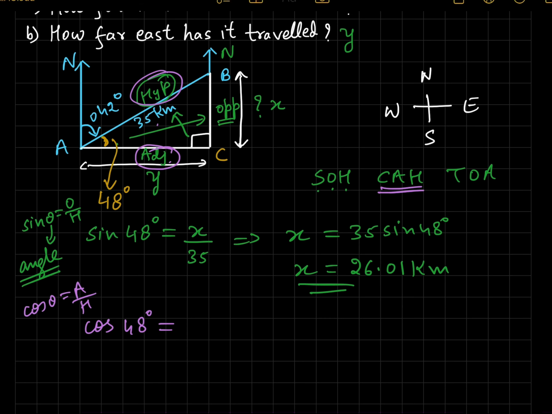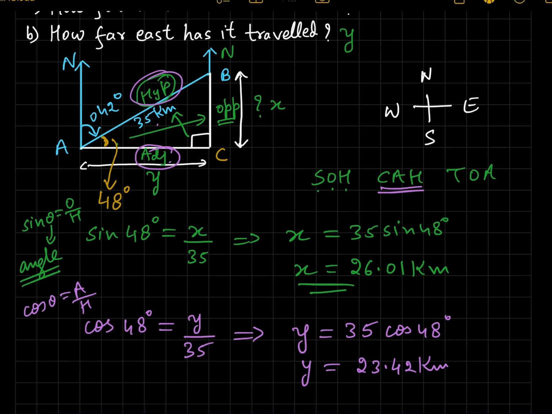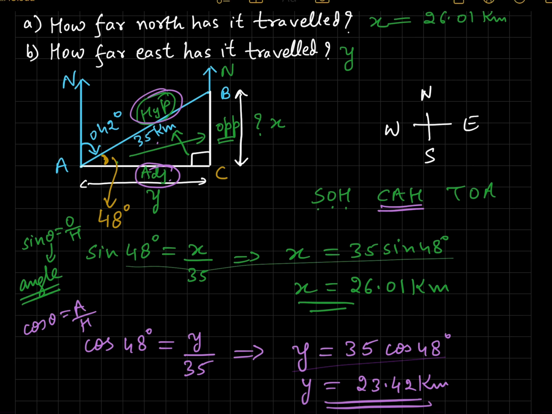So cos 48 is Y over hypotenuse, which is 35, and so we can say Y is equal to 35 cos 48 degrees. And now we can simply use our calculator. So 35 times cos of 48, which is 23.419. So we can say 23.42 kilometers. So this is how you can find the eastward distance or the northward distance by using trigonometry.